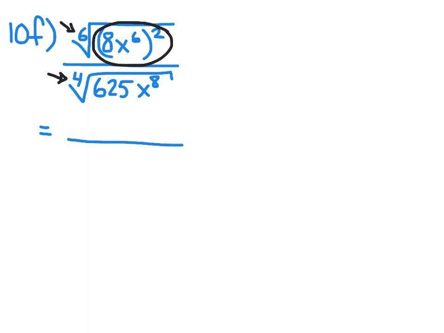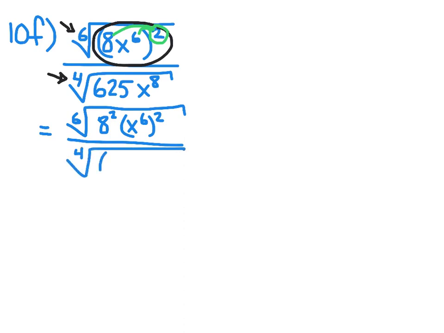Because I see within this sixth root, this over here has a power of a power. This too applies to both things in here. So I don't want people to get confused. So I'm going to take care of that first, because that's 8 squared, right? And that's also x to the power of 6 all squared. And then on the bottom, this stays the exact same.